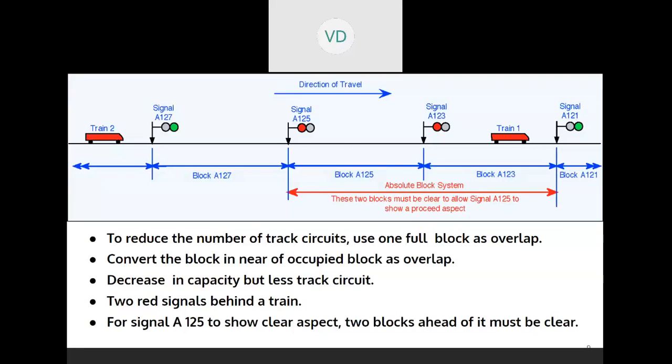Yeah, so you can see here train 1 is there. The block between signals 125 and 123 is the overlap, instead of a separate 120 meter track circuit. In all the metro drawings which I will be showing next, I will be showing two red signals behind a train, not one red signal. That is just to introduce that concept of 2 red signals behind a train. I have briefed this overlap concept being one block signal. So in all metros, one block has been given in the rear as the overlap to start with. Next.